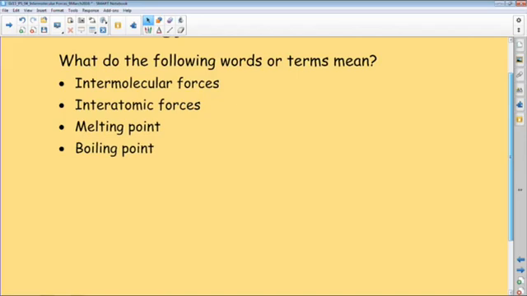First one, intermolecular forces. The next one, intramolecular forces, or interatomic forces. Melting point and boiling point. So I just want to draw your attention to intermolecular and interatomic. Okay, don't get them confused and think they are the same thing. So 4 words or terms that I'd like you to write definitions for. I'm going to give you 2 minutes starting now.